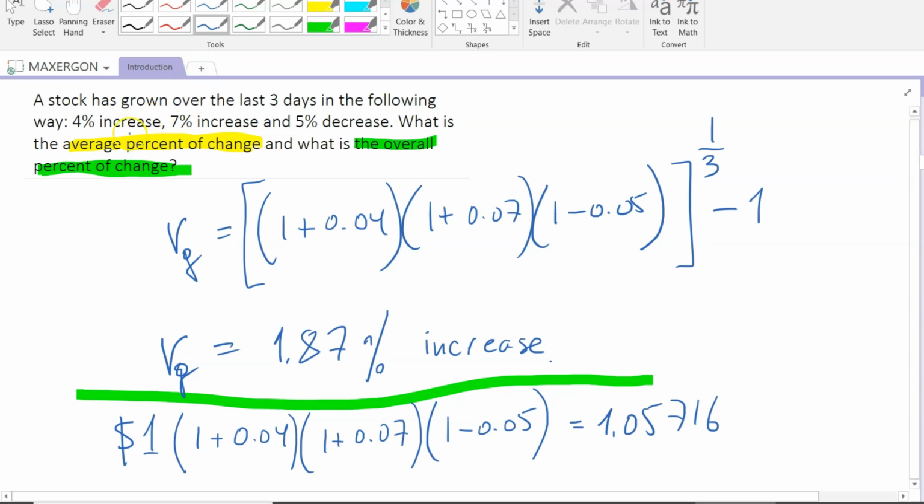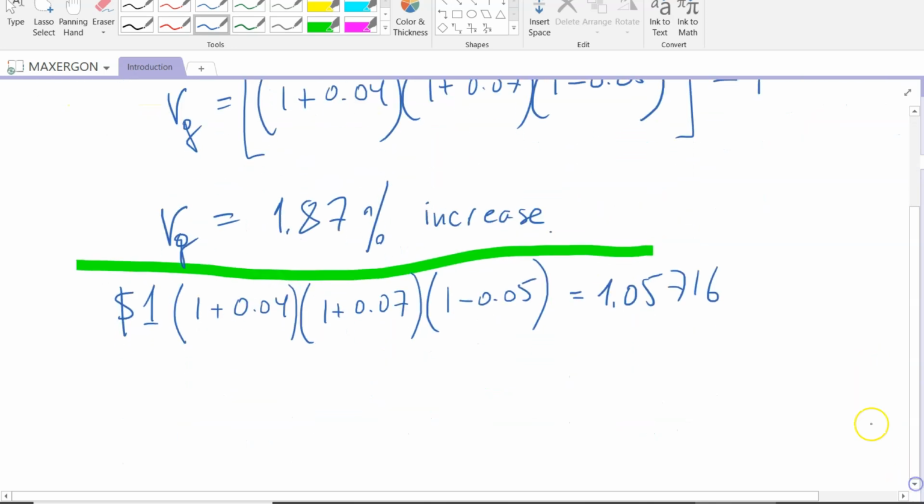By the way, in this problem we are not told the actual sequence of how these increases and decreases happened. For example, 5% decrease could happen first, and then 4% increase, and then 7% increase. But because of the commutative law, we don't care about the actual sequence. Commutative law means that A times B is the same as B times A, for example. And that's true for any kind of number of terms. So A times B times C is the same as C times B times A, for example. It doesn't matter in which sequence these changes happened, because I can simply change brackets here.